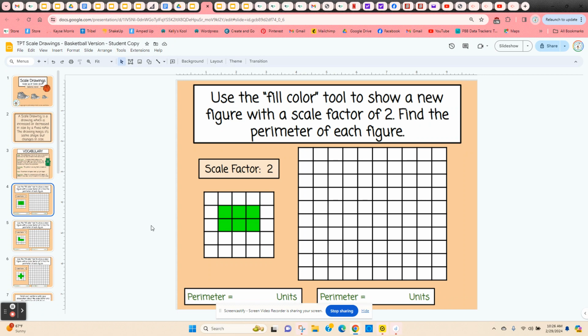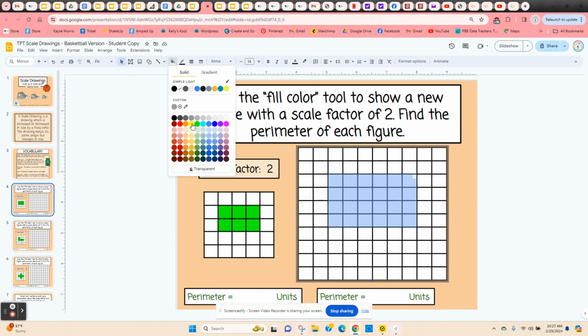Now they start on slide 4, so they're going to create their own scale drawing. This one, they're going to scale up by a factor of 2. That means the number of units on each side is going to be multiplied by 2. To color this in, they're just going to click on one of the squares they want to color in, click and hold, and then scroll across till they've covered what they want to color in. So now a 6 by 4. Once they have it shaded in, they can come up here to the fill color feature and choose any color they like.